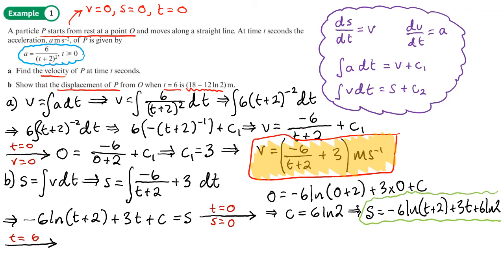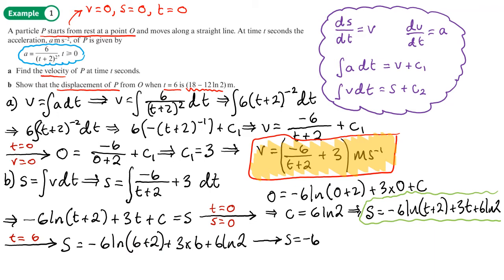So s equals negative 6 log 6 plus 2, plus 3 times 6, plus 6 log 2. So from there, this will just become negative 6 log 8 plus 18 plus 6 log 2.